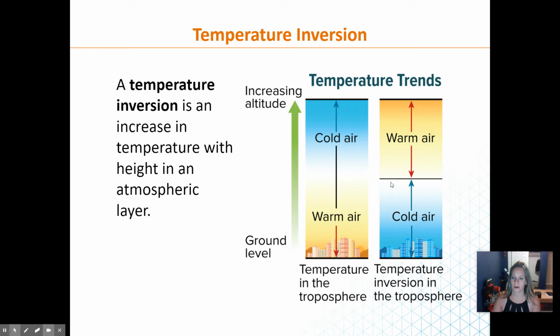In this case, though, we've got cold air on the bottom, warm air on top. So that's a temperature inversion. So there is no rising. The density is not going to cause convection or anything like that.